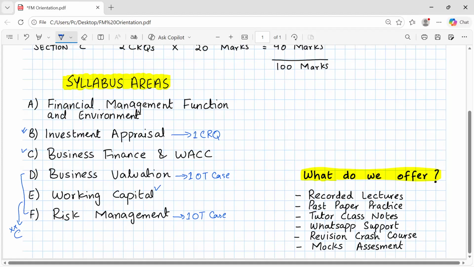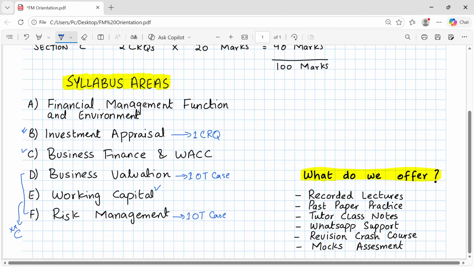Okay, FM. As far as section A is concerned, you can expect the question from any syllabus area: A, B, C, D, E, F, any syllabus area. You can get the question from any area in section A. It's random. So that is interesting. Before starting the preparation, you will know that the questions will be tested from these areas, so you can predict a lot of the paper.